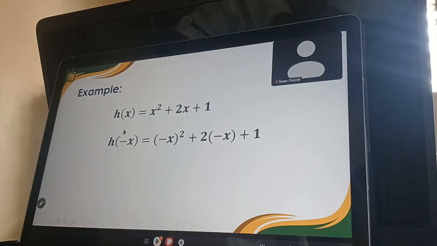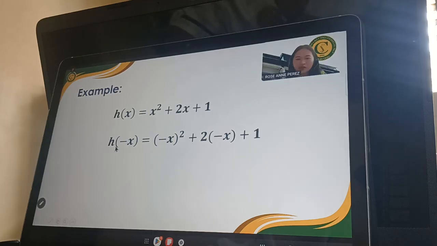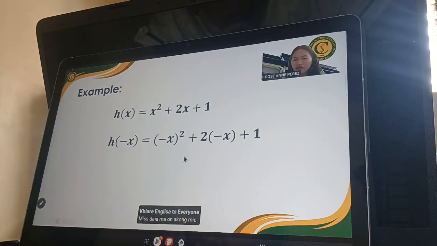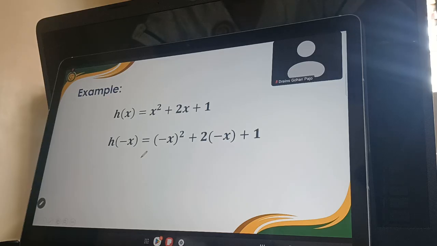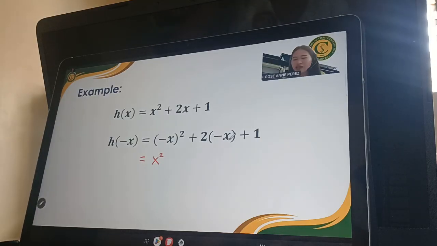So we have here, we need to make our x negative. So we will be having h of negative x is equal to negative x squared plus 2 times negative x plus 1. Okay, simplify. The quantity of negative x squared, the result is, what is negative times negative? Positive. So you will have positive x squared.